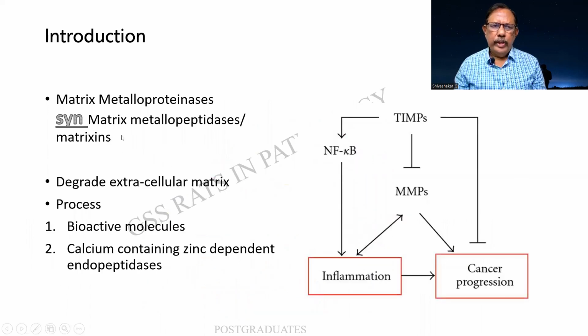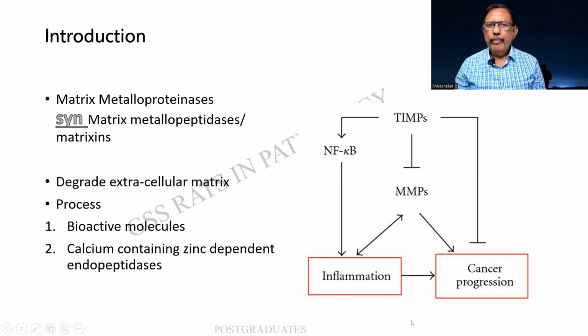There are a few synonyms to the topic matrix metalloproteinases called matrix metallopeptidases or matrixins. Usually the topic MMP, matrix metalloproteinases, will be given in the exam. Their function is twofold. One is degradation of the extracellular matrix, and two is the processing of bioactive molecules as well as the calcium containing zinc dependent endopeptidases. So these are the general functions of it. We shall have it in mind.